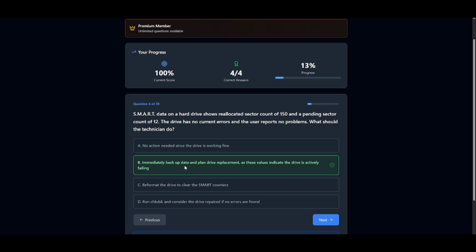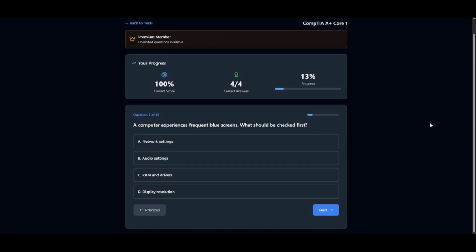Because of the high reallocated and pending sector counts, this indicates the drive is potentially degrading, even if it's still functioning normally. The number one thing for the technician to do in this moment is simply back up the data and replace the drive before failure occurs.